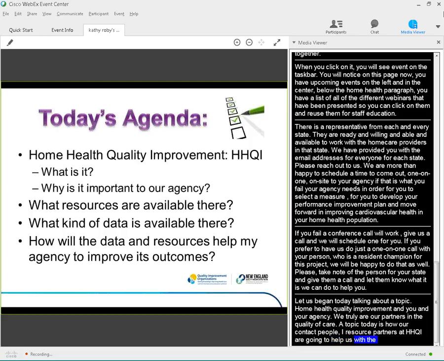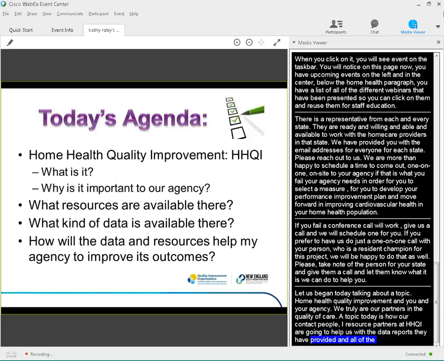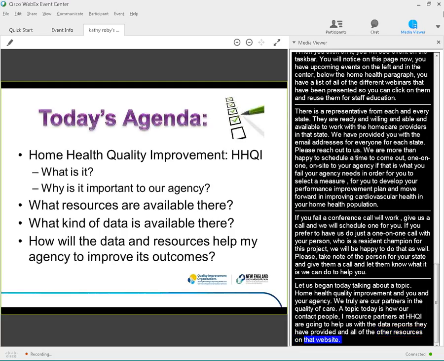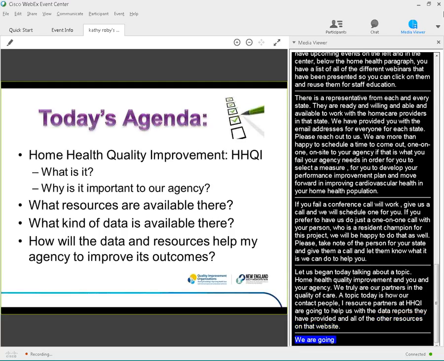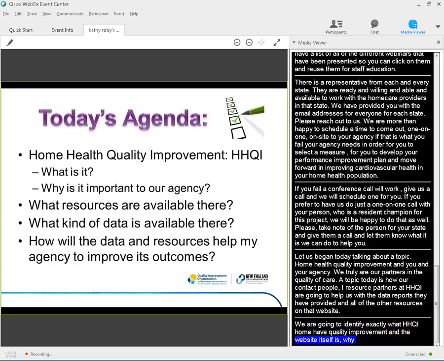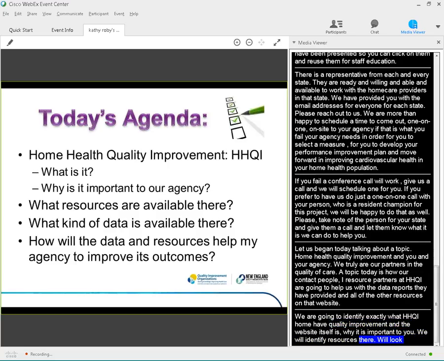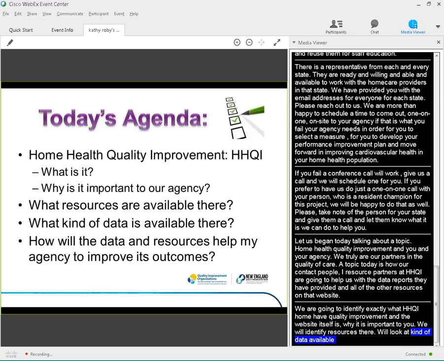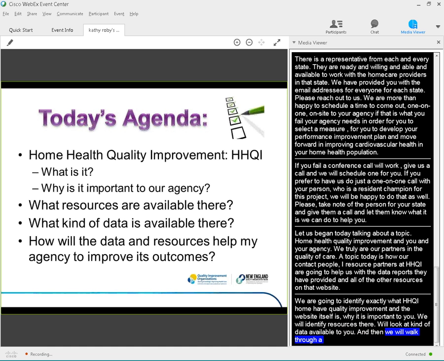We're going to identify exactly what HHQI, Home Health Quality Improvement, the website itself is, and why it's important to you. We will identify the resources that are there, look at what kinds of data are available to you, and then we're going to walk through a performance improvement process using that data, focusing on a specific outcome so that you can see how it will help you.